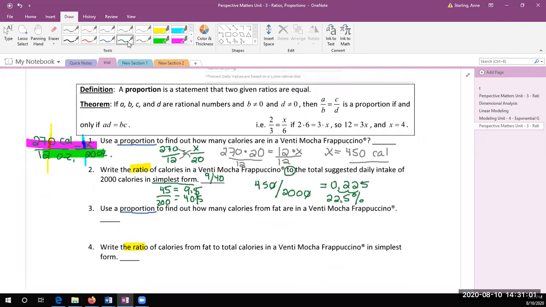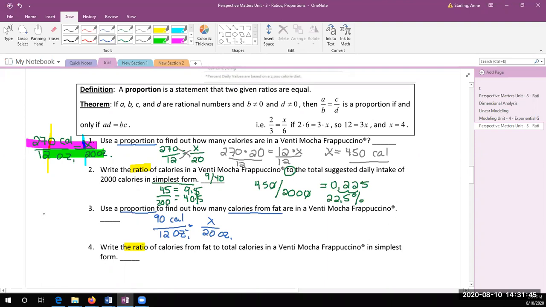Then if I keep going, we want another proportion because now we want to know how many calories from fat are in the venti. So what we do know is that there's 90 calories from fat in our tall. And we got that from the nutrition label above. So we want to figure out if we up it to that 20 ounce, how many calories from fat are in the venti. Now again, the calories are going across the top, the ounces across the bottom. The left side is my smaller one, the right side is my venti. So I want to make sure all my units are matching up.